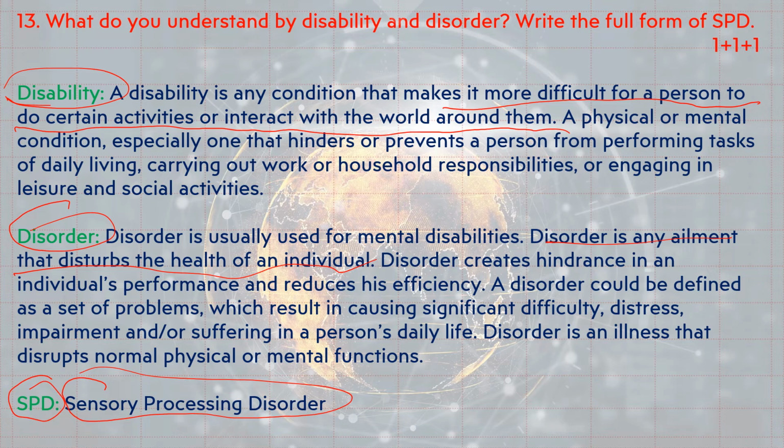Next is, what do you understand by disability and disorder? Write the full form of SPD. What is disability? It is a condition which makes it difficult for a person to do day-to-day activity. And disorder, it is a mental disorder, a mental ailment. It will disrupt the individual's development. Whatever the development is here, it will disrupt that. Okay, SPD is sensory processing disorder.